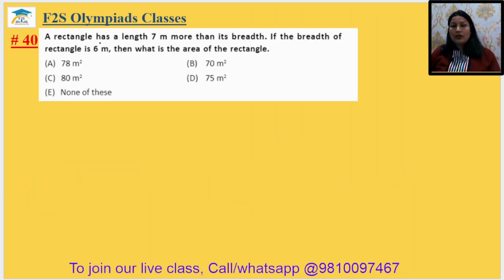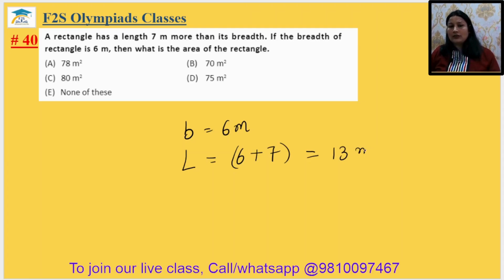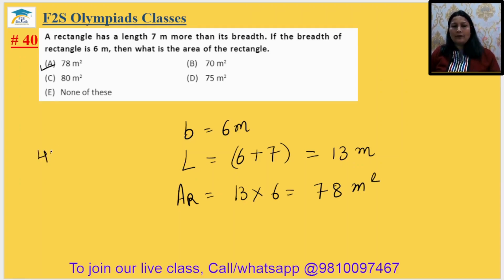Question number 40. A rectangle has length 7 meter more than its breadth. If the breadth of the rectangle is 6 meter, then what is the area of the rectangle? B is given 6 meter, and it is said that L is 7 more than the breadth. So 6 plus 7, that is 13 meter. So area of the rectangle will be length multiplied by breadth. That is 78 meter square. It is in the option number A. The answer is option A.